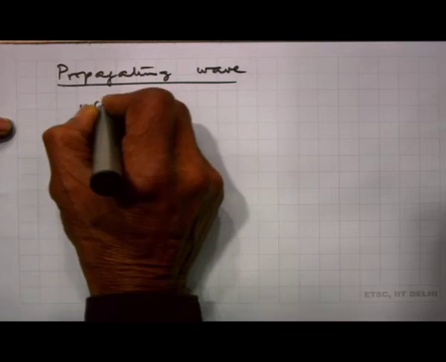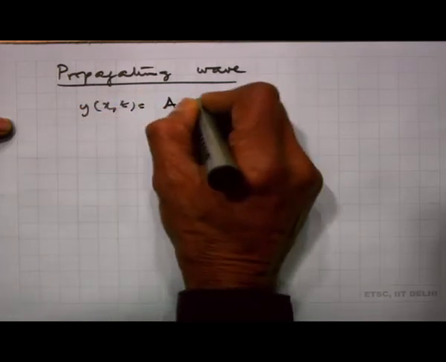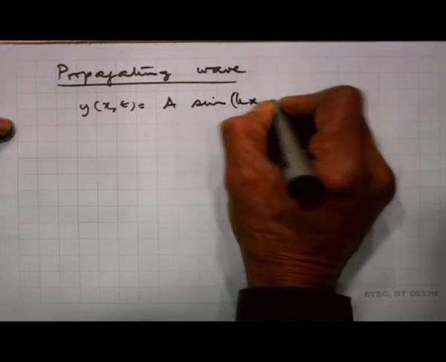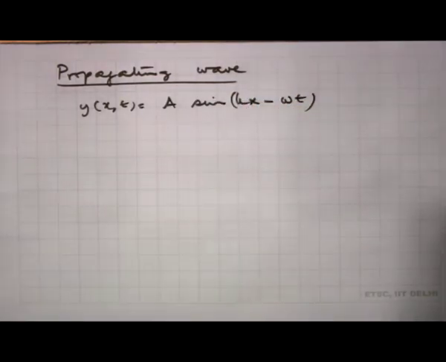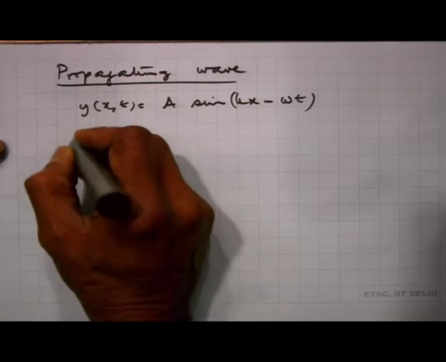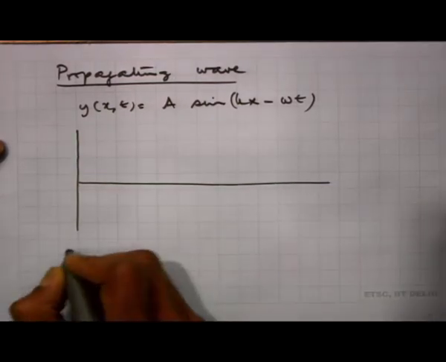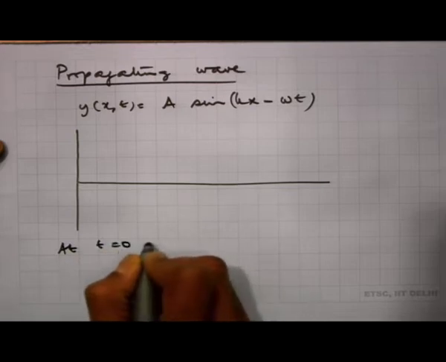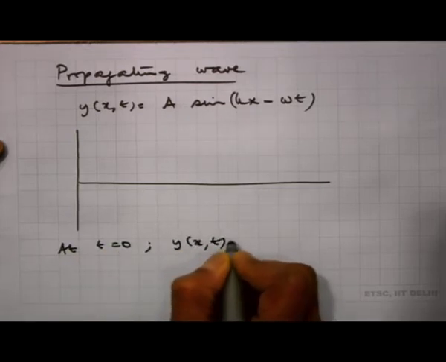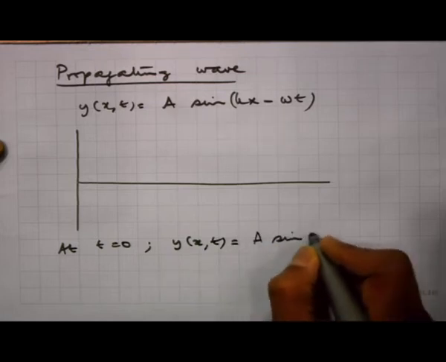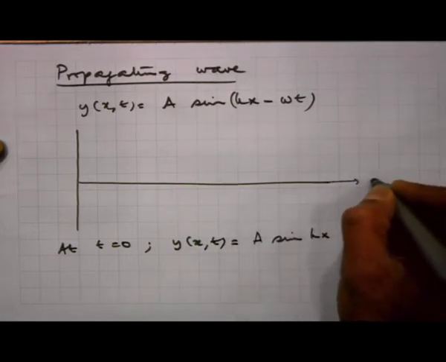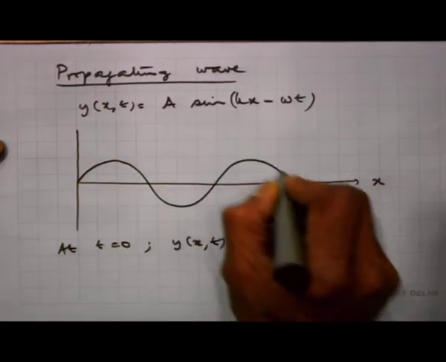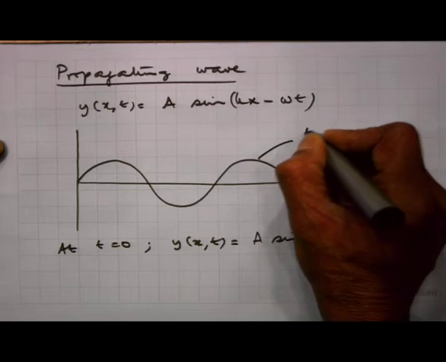So, my equation is y of x, t equals A sin(kx minus omega t). I want to draw how the string will look at a certain instant of time, say t equal to 0, and a slightly later instant of time. At t equal to 0, y of x, t will be A sin kx, which we have drawn before. This is a function of x, so it looks like this. This is at t equal to 0.